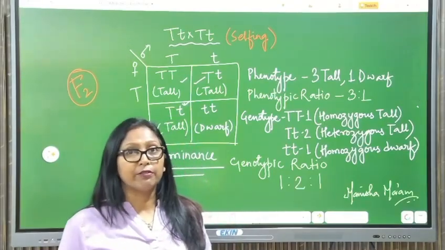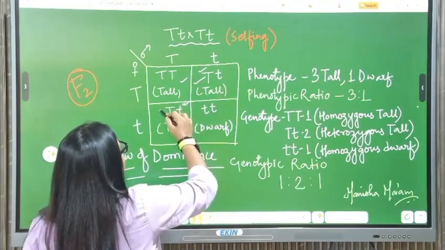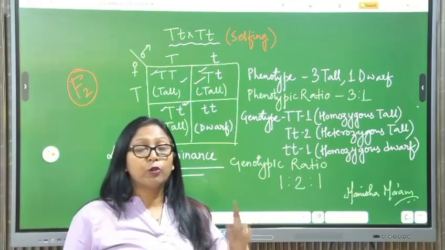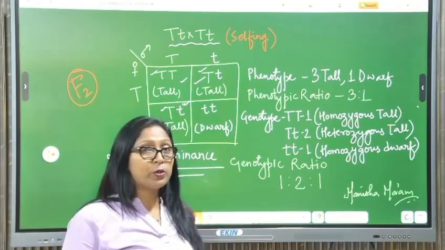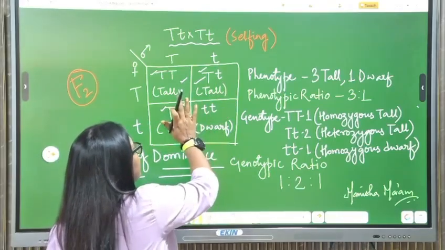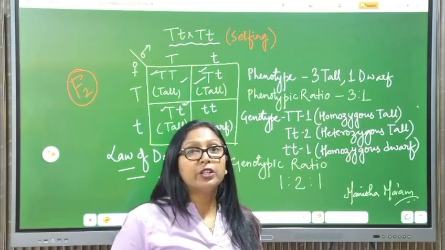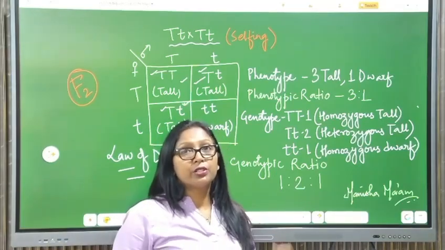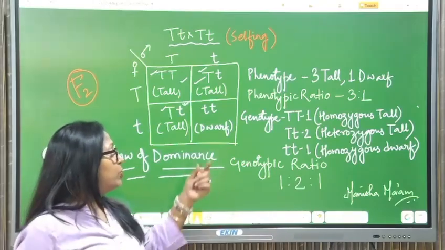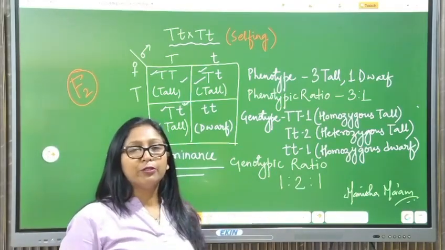Capital T is expressing here, and with capital T small t, capital T again expresses itself, while small t remains suppressed. So the small t that remains suppressed is the recessive character. So out of a pair of contrasting characters, only 1 is able to express itself. The expressed character is the dominant character, and the one that remains suppressed is the recessive character. So that is about the law of dominance being associated with monohybrid cross.